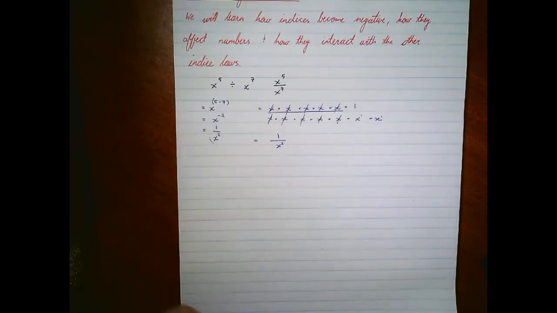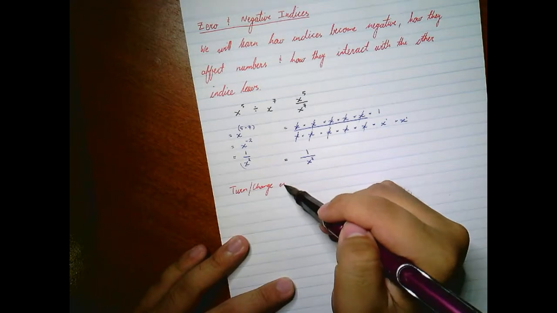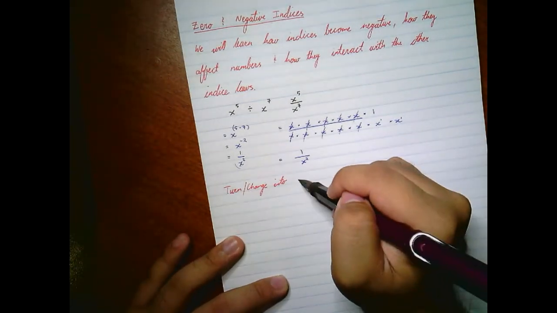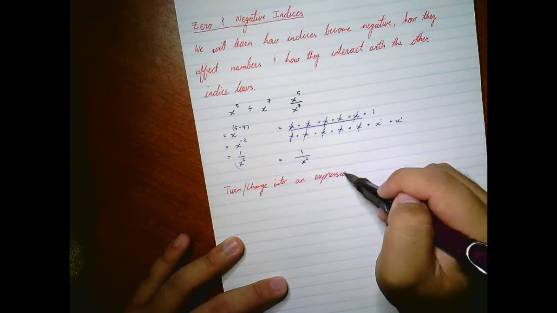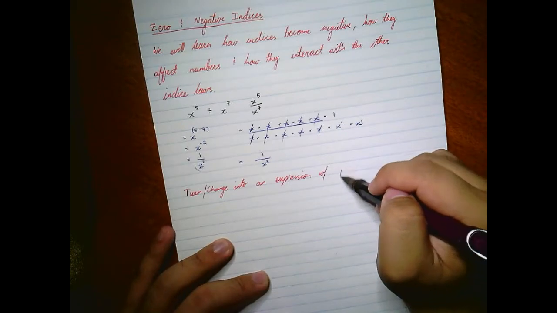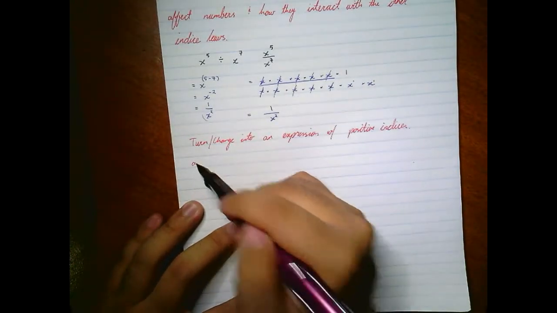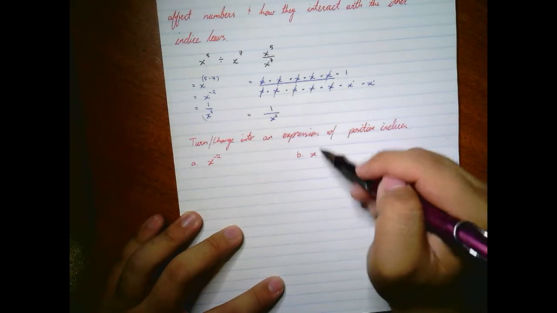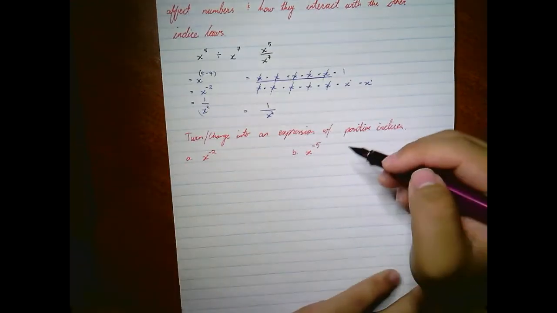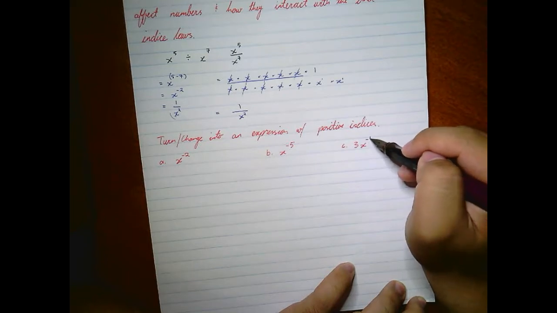So now, if you're asked the question, turn or change into an expression with positive indices. So let's take 3 examples of this. Let's take example A. If they give us a question of x to the power of negative 2. B, they give us a question of x to the power of negative 5. And just to confuse ourselves a little bit, C, if we have 3x to the power of negative 4.